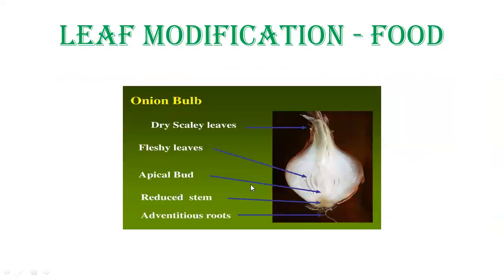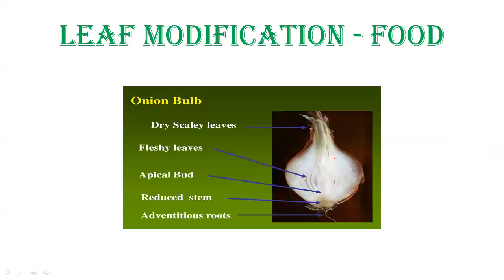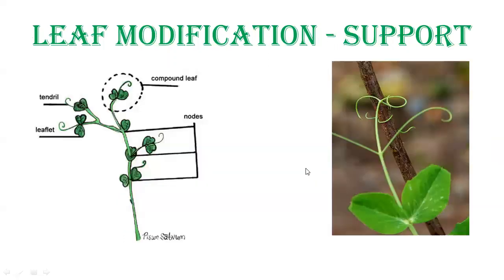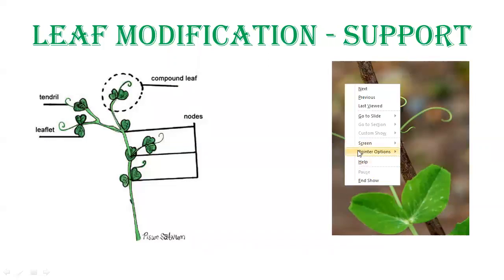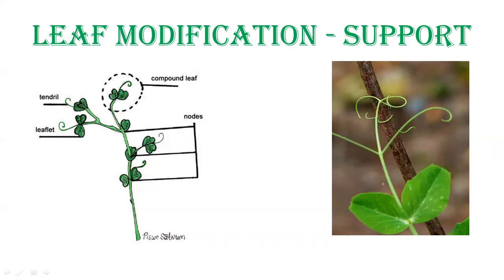Next is leaf modified to store food. The best examples are onion and garlic. These are the fleshy leaves of onion which we eat. Done. Next is leaf modification for support. In some plants, the leaf is modified into tendrils. So these tendrils are these coiled structures, you can see, and these tendrils help the plant to climb upon. An example is Pisum sativum, pea.